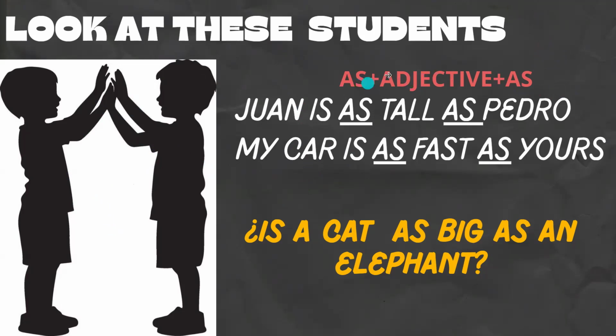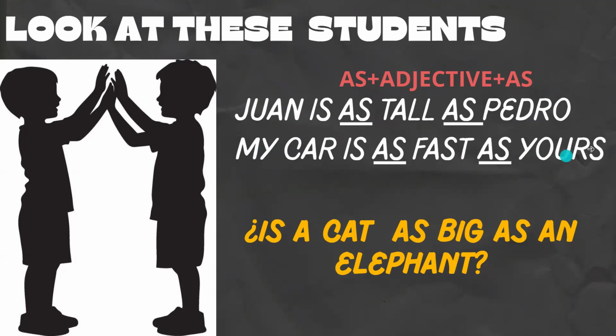The first form, the first rule, we are going to learn about the comparative as and as. This is the rule: as plus adjective plus as. When do we use this? We use this when we have two things that are equal. It means two things are the same. For example, Juan is as tall as Pedro. It means they are the same in height.